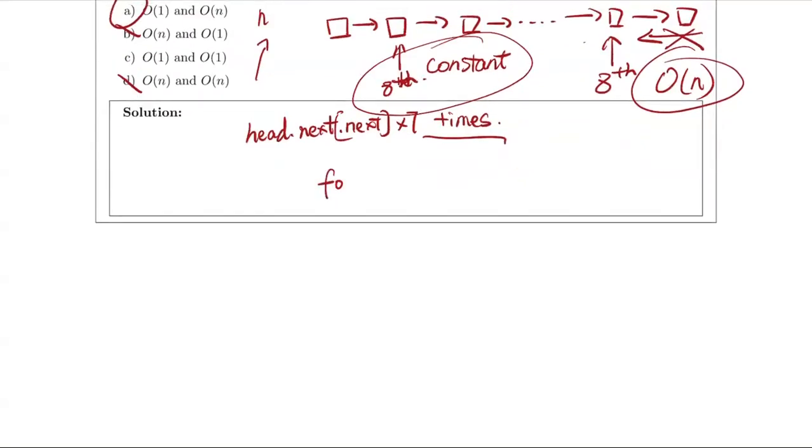So for example, for int i equals 0, i smaller than, for example, 8, I think 7, i plus plus, and you do head. I'm changing the head, but just to illustrate, head equals head dot next. You want to do dot next 7 times, right? And then this for loop is not associated with the n.